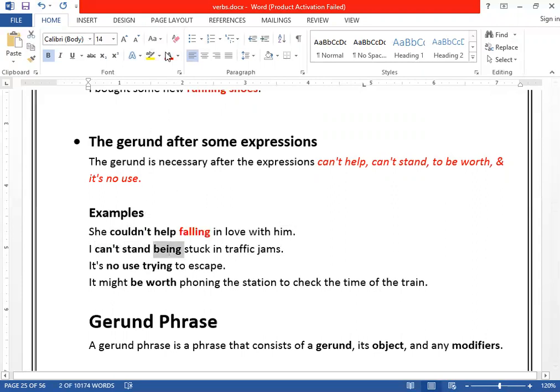'I can't stand being stuck in traffic jams.' Can't stand is the expression, and being is the gerund. 'It's no use trying to escape.' It's no use is the expression, followed by the gerund trying. 'It's no use escaping.' 'It might be worth...' also takes a gerund.